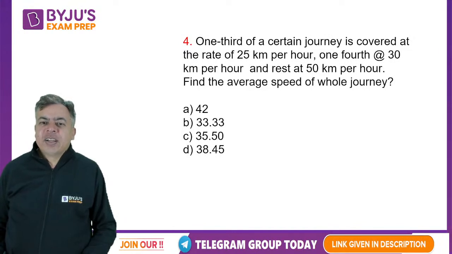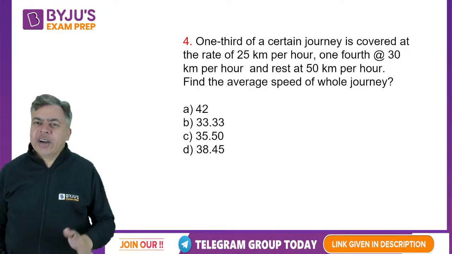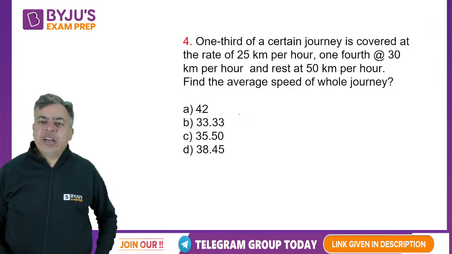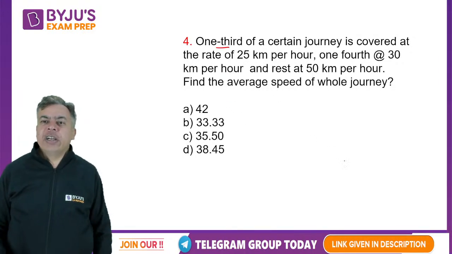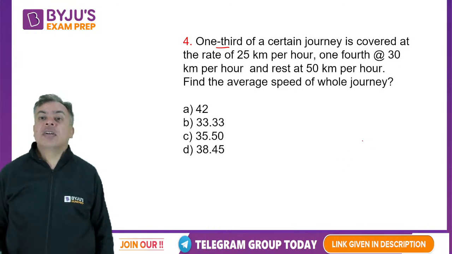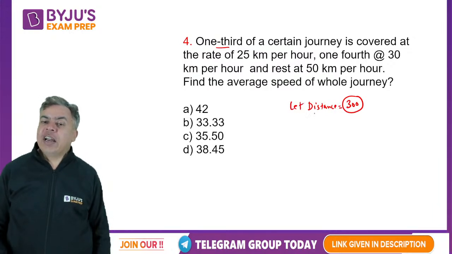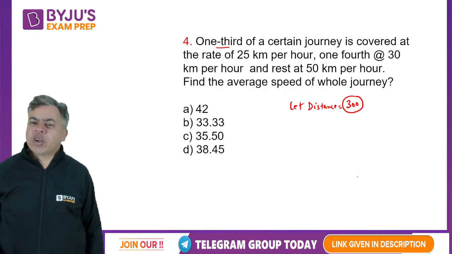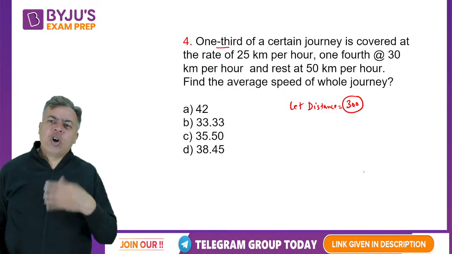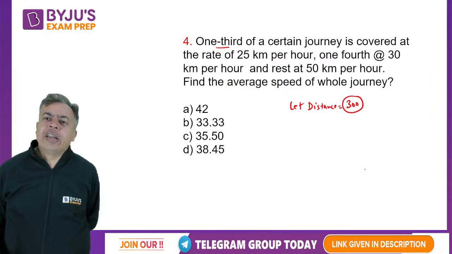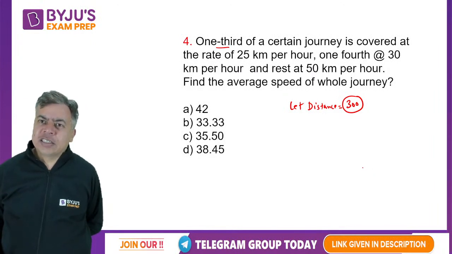You can start with 100 also, but it is talking about 1/3, so you can take a distance which is a multiple of 3. So let's take the total distance to be 300. I am assuming that 300 is the total distance. Let the distance be 300, because there is no distance given, and the distance will not affect your answer. So you can take D also, D as the distance or X as the distance.